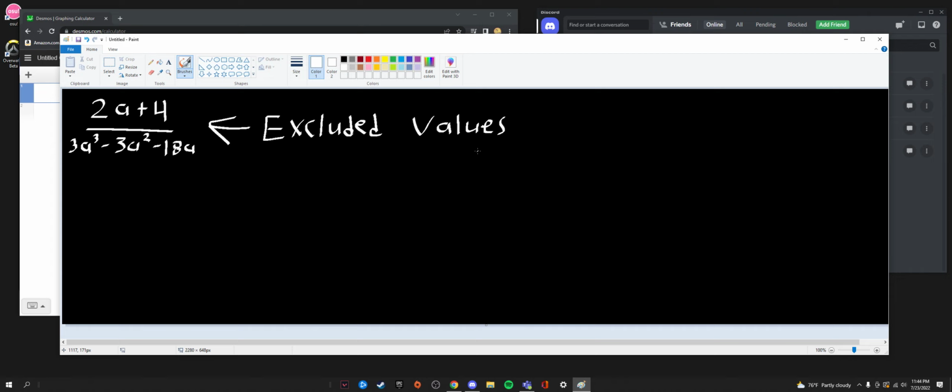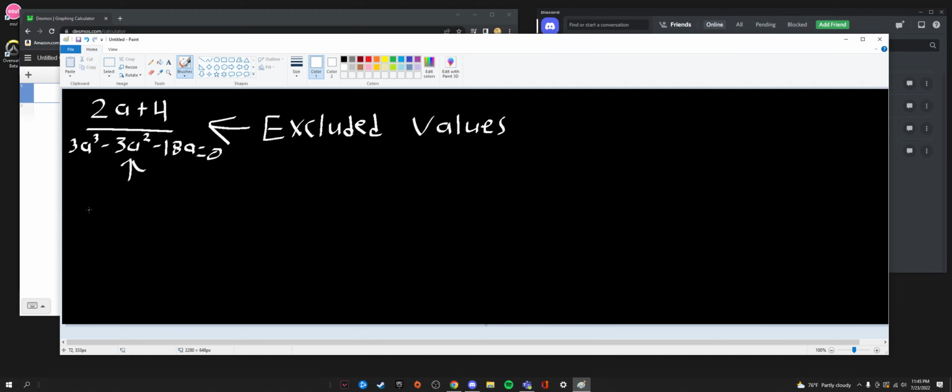So this expression is undefined, so that if we were to plot this on a graph, we would see all the points where it's discontinuous. In order to do that, especially with a fraction, we want to set the denominator equal to 0. That would give us a little cubic equation here. So we have 3a cubed minus 3a squared minus 18a is equal to 0.